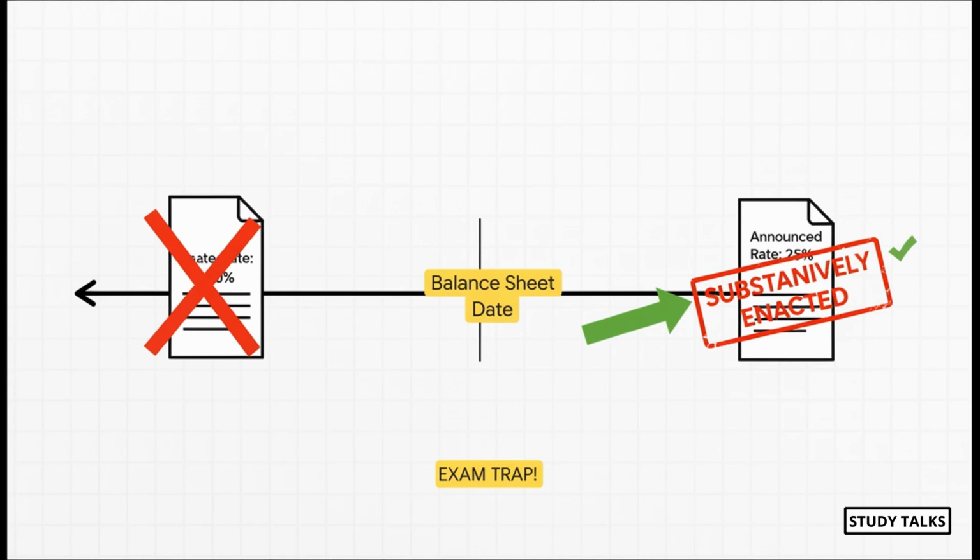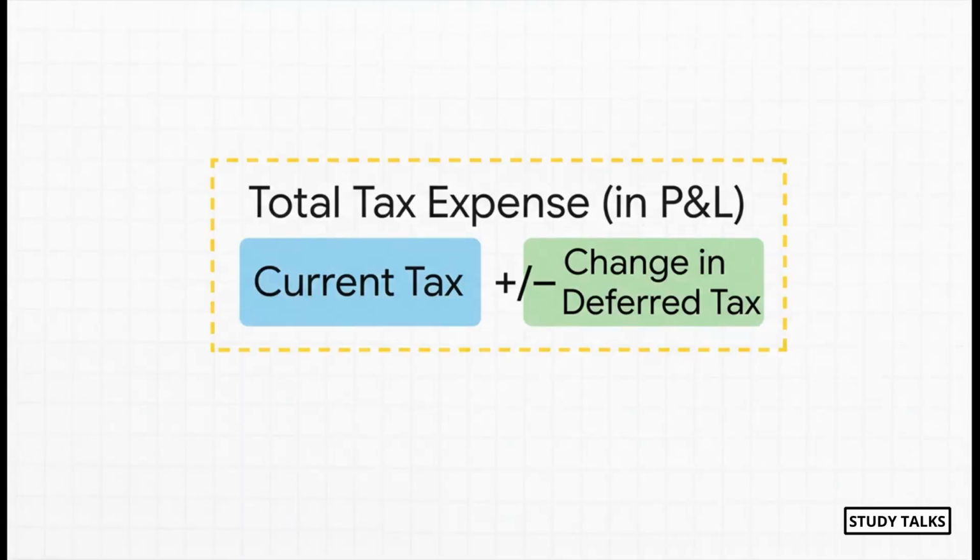It's a classic trick. And here it is, the formula that brings it all together in your P&L. The total tax expense you see is actually made of two parts. It's your current tax, the tax on this year's taxable income, plus or minus the change in your deferred tax for the year. This is how we achieve that perfect matching we talked about.